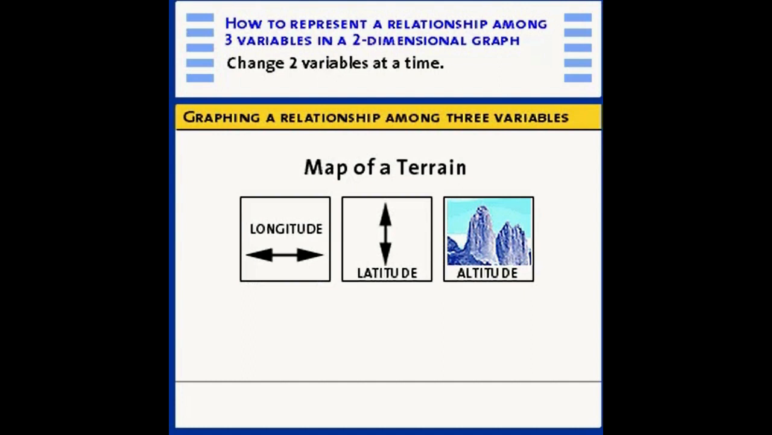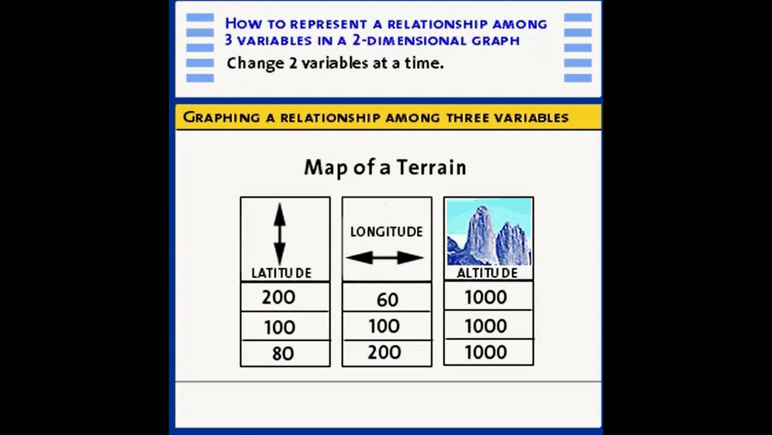So when we draw a map, how do we represent these 3 variables? Let's look at a set of data points, and then we'll show how we represent them in a graph. Suppose we have a set of combinations of latitude and longitude for which the altitude remains constant. That is, let's look at points that have a constant altitude of 1,000 feet above sea level. And if we identify a set of these points, we'll find that the latitude and longitudes that give us an altitude of 1,000 can be written down in a table.